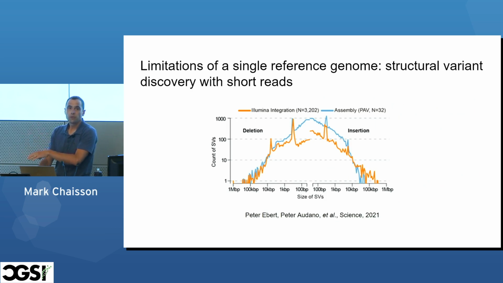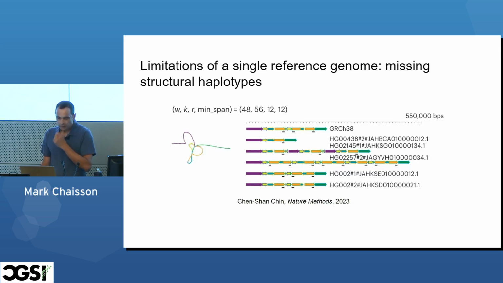There are larger scales too. If you're doing, say, short read sequencing and attempting to discover structural variation, we know that there's a very large gap between the number of variants that a sample has, 20 to 25,000, and the number you can discover with, say, Illumina data, which is around 5,000 structural variants per individual. And again, this is part reference bias, part difficulty in discovering structural variants with short read data. And then finally, on an even larger scale, there are entirely missing structural haplotypes that occur across many individuals that are not going to be shown in a reference.